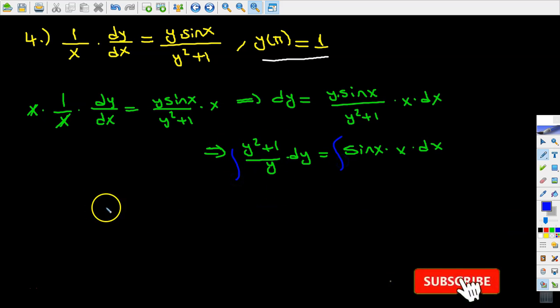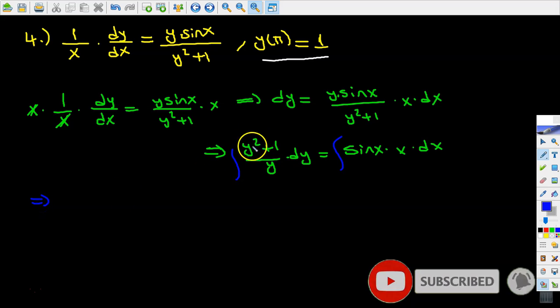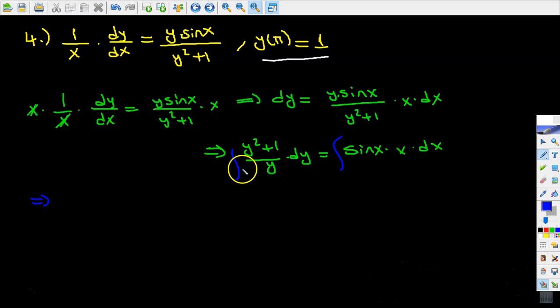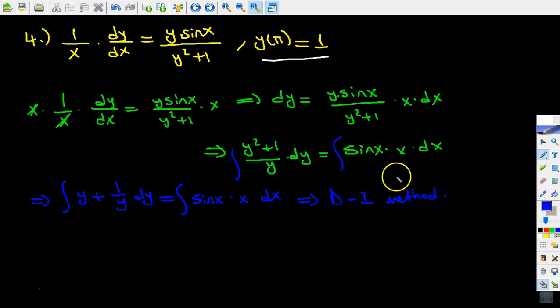When I take the integral of each side, as you can see, y squared is divisible by y, so it's going to be y. So the integral of y plus 1 over y dy will be equal to the integral of sine x times x dx. Finding the integral of the left hand side is easier than finding the integral of the right hand side, because for the right hand side we're going to apply the DI method. Okay, so let's apply the DI method.